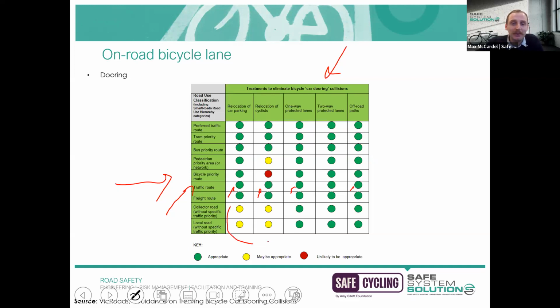Things that may be appropriate are shown in that yellow color there, where it's collector roads or local roads, and the red obviously being not appropriate at all. That would be the relocation of cyclists if you've nominated that this is a bicycle priority route. So I wouldn't say that this is the most definitive guidance matrix out there, but it could be something that you could use as you are developing any of your projects, what you could be potentially investigating.